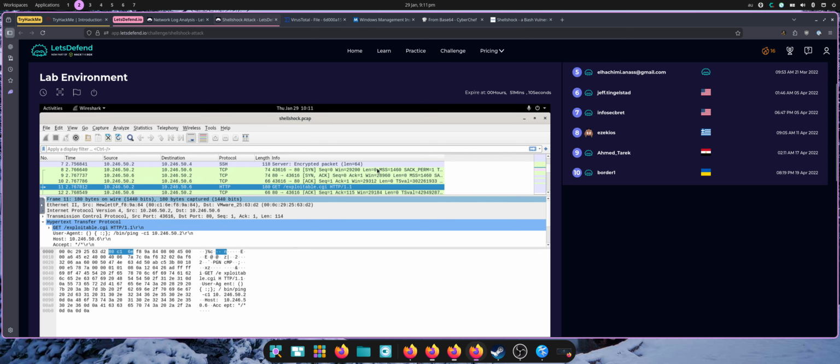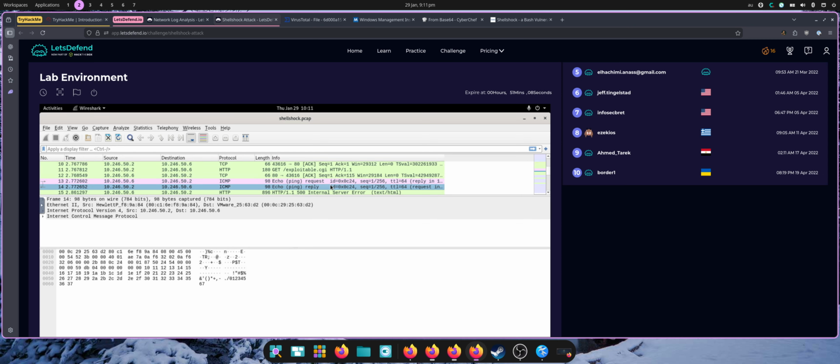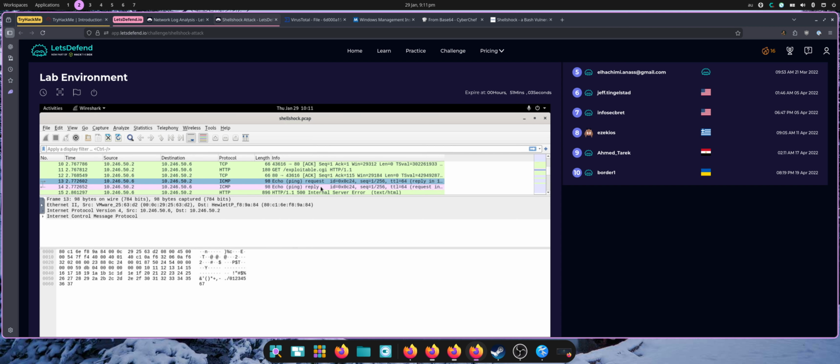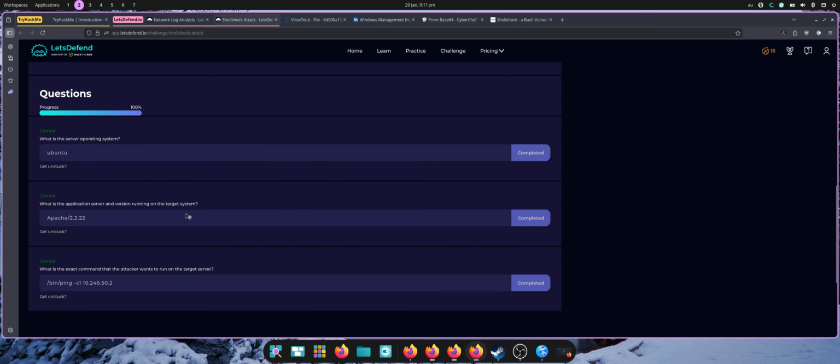Okay, and we can see in the log that actually did work. The ping request did go through. The server pinged and replied, got the reply. So they're the answers. What's the operating system? Ubuntu, Apache, and the command there.